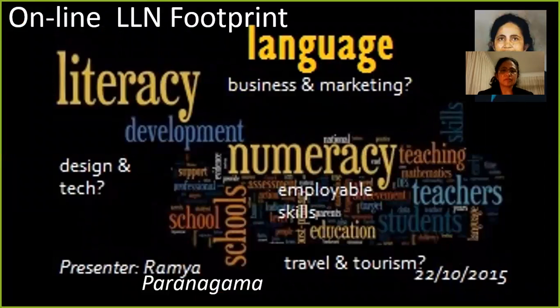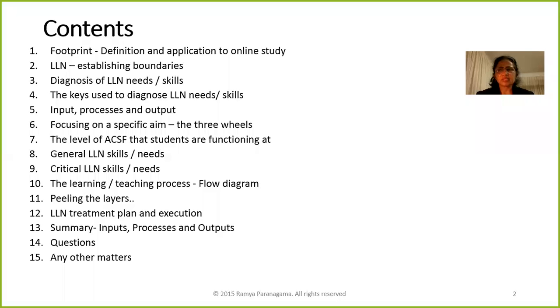So this is called LLN footprint. It's having a longer effect, not just for a short period. LLN stands for language, literacy, and numeracy. The contents I'm going to cover are the definition and how it applies to online study, not the face-to-face in particular. So this is focused as it is a digital side of learning. Then how to establish boundaries, how to diagnose LLN needs or skills, and what keys are used to diagnose. Then I will be looking at input, processes, and outputs, considering it as a conclusion.